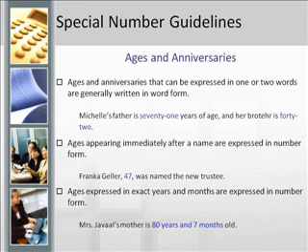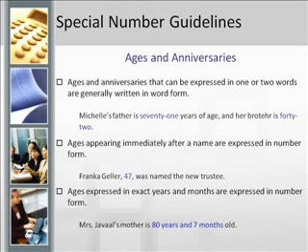I know the rules are getting to be a bit much, but we have several more to come, so hang in there. Next we'll look at ages and anniversaries. Ages and anniversaries that can be expressed in 1 or 2 words are generally written in word form. So we've seen this type of rule before. Michelle's father is 71 years of age, and her brother is 42. Both are written as words.